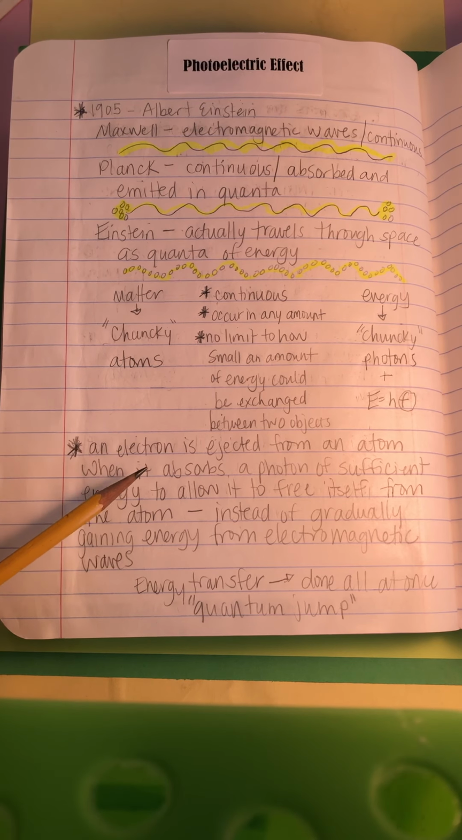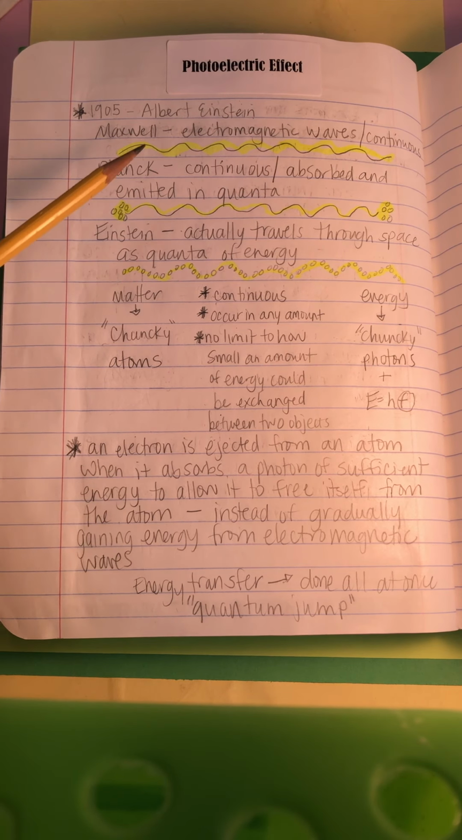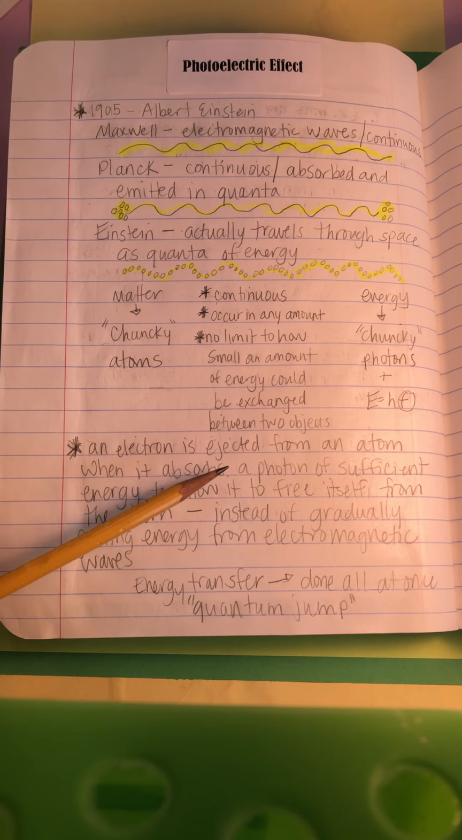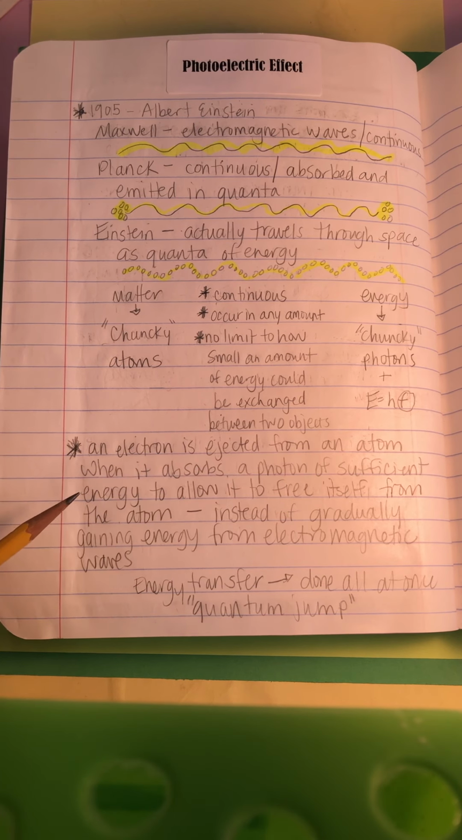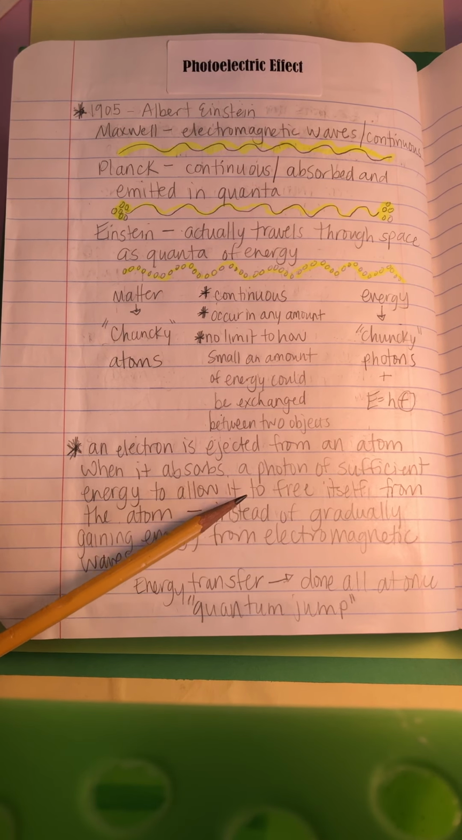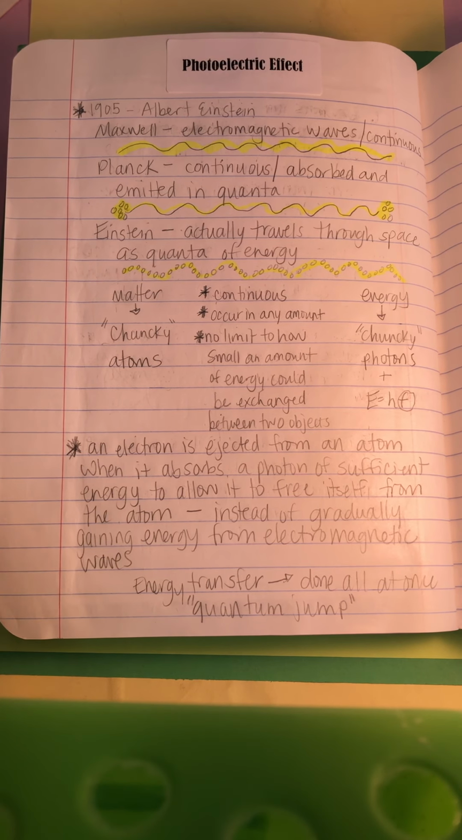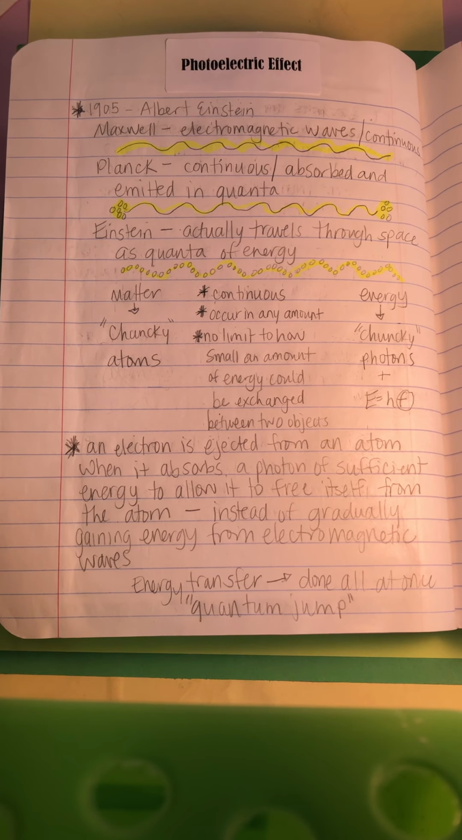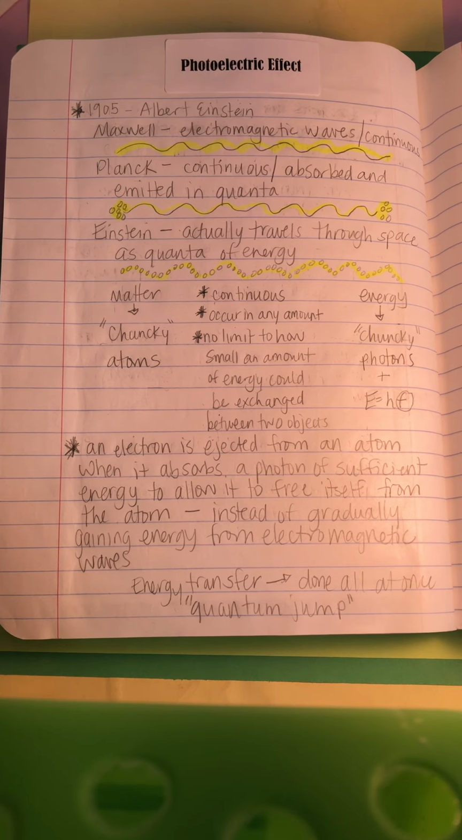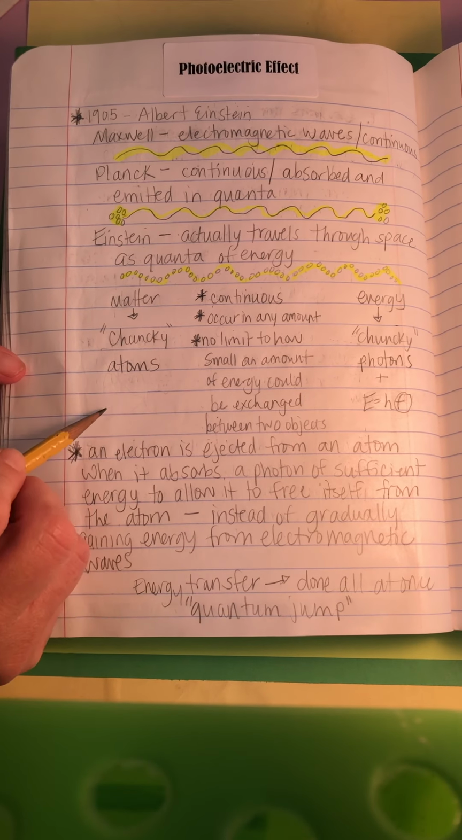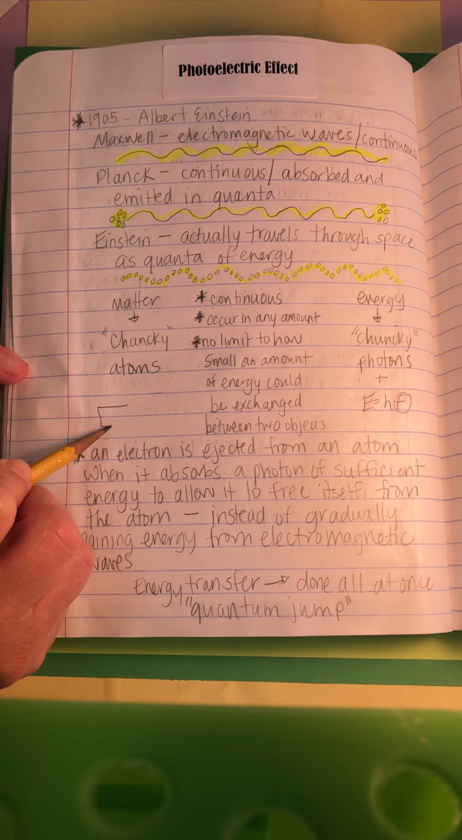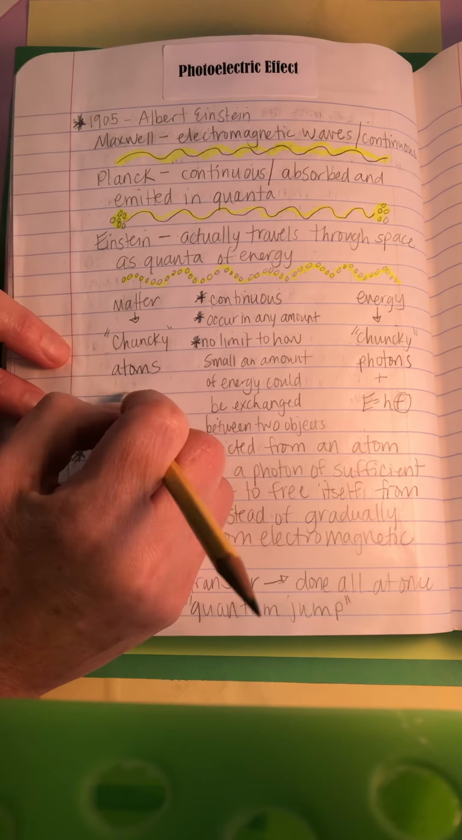So in the photoelectric effect, an electron is ejected from an atom when it absorbs a photon of sufficient energy to allow it to free itself from the atom. So you remember the photoelectric effect, when they would have the metal, and I just remember I drew this little guy here.